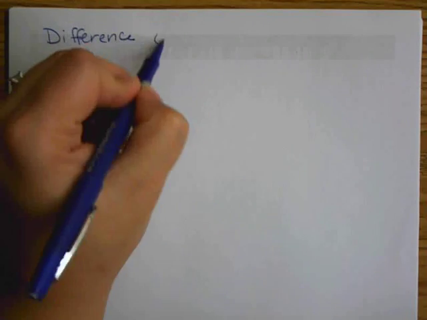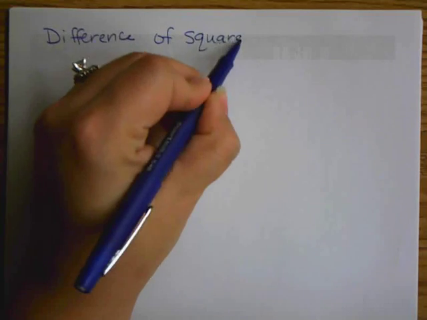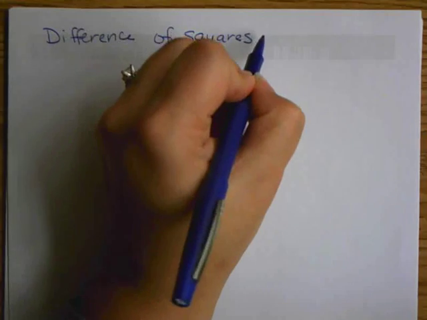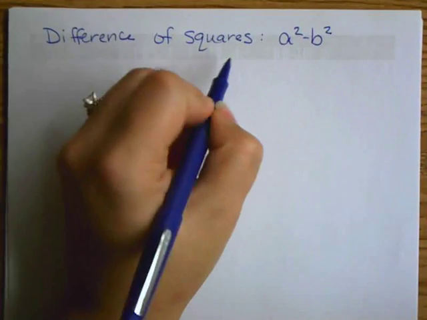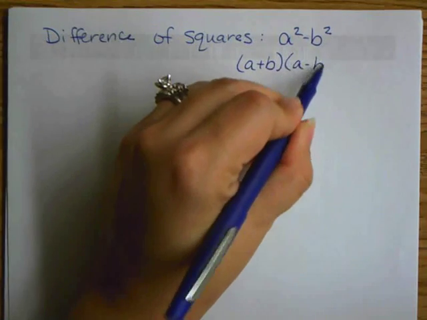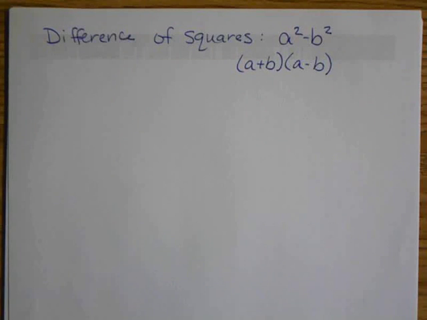So our difference of squares is our next method. So it comes from an a squared minus b squared. And that formula looks like a plus b times a minus b. Go ahead and get that written down. Oh, you already counted.